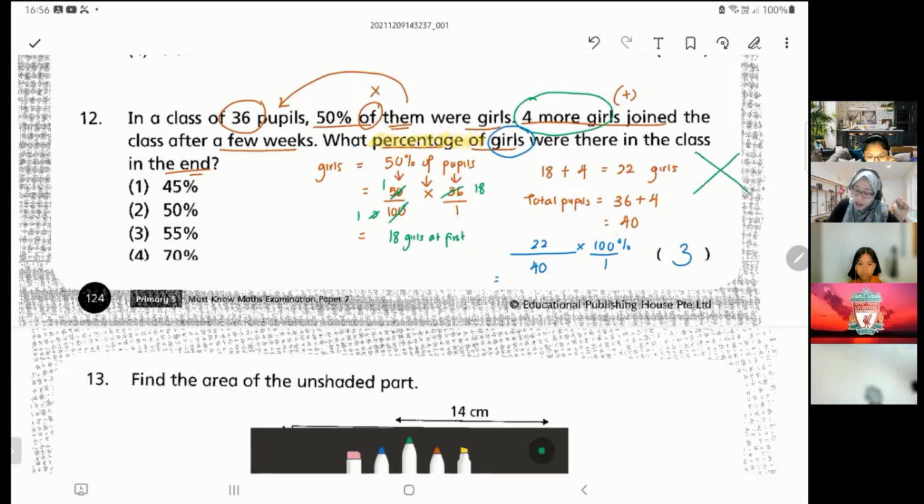So 40 and 100, divide by 10, divide by 10, this way. Then I can divide, for example, this one, divide by 2, 22 divided by 2 is 11, and then 2 divided by 2 is 1, this one is 5. Correct? It becomes 55%. Answer is number 3. Perfect. Okay, very good.